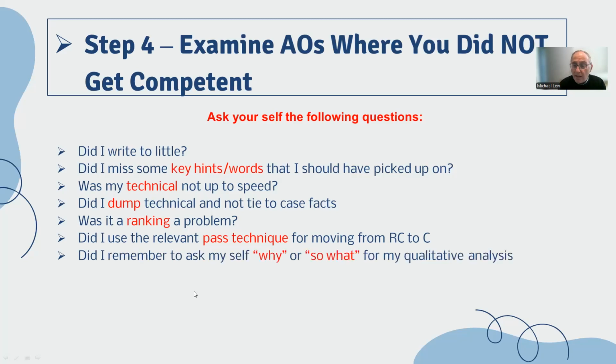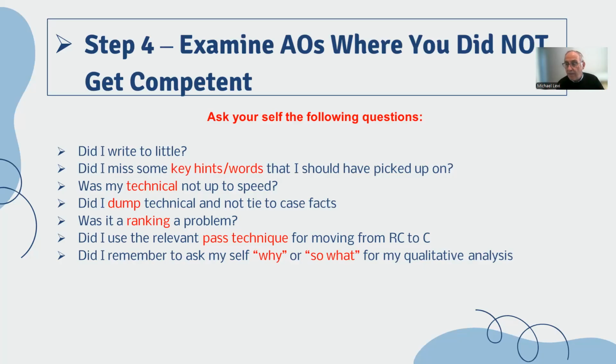Did I remember to ask myself why or so what for my qualitative analysis? One thing that we've been emphasizing at PASS, as long as PASS has been around, is that in order to get competent, you obviously need to be at the discuss level. And in order to be at the discuss level, one of the very, very important variables that distinguishes between the attempt level, which is good enough for RC, versus the discuss level, which is necessary for competent, is that at the discuss level, you don't just state a fact, you explain why it's relevant. You give the implication. You give what we call the so what point.